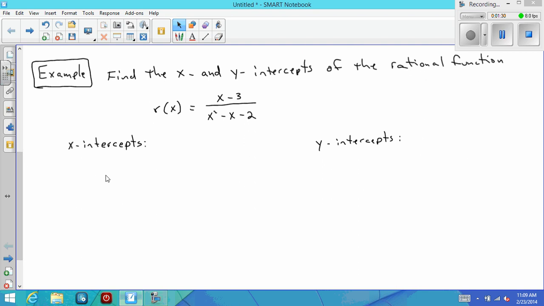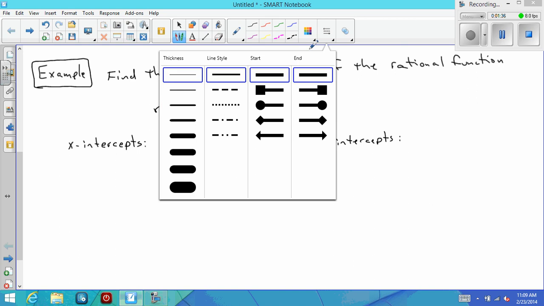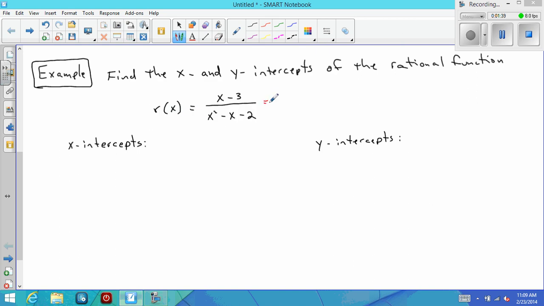For the x-intercepts, if the y value is 0, that means that the whole value of the fraction is equal to 0. And for the whole value of the fraction to equal 0, that means the numerator is going to be equal to 0. So if x minus 3 is equal to 0, we solve this and we find out that x is equal to 3. That is our x-intercept. There's only one in this case. Sometimes you might have 2 or 3.